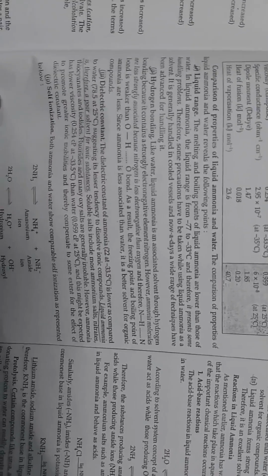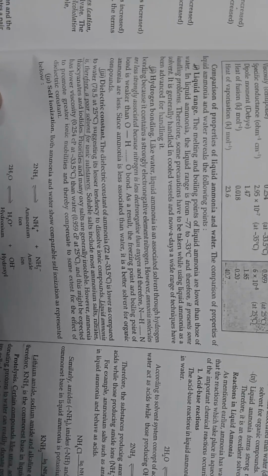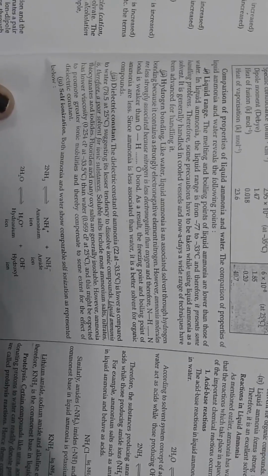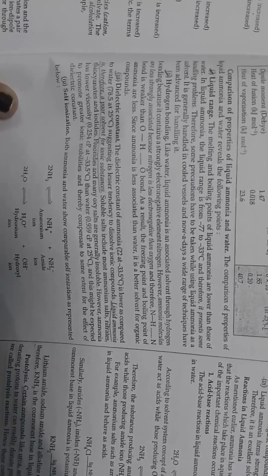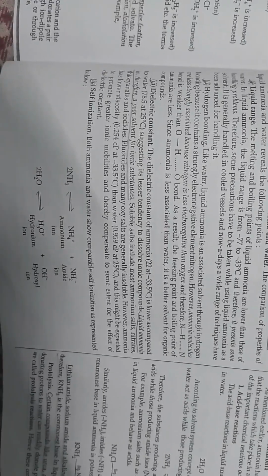Hydrogen bonding. Like water, liquid ammonia is an associated solvent through hydrogen bonding because it contains a strongly electronegative element, nitrogen. However, ammonia molecules are less strongly associated because nitrogen is less electronegative than oxygen, and therefore the N-H...N bond is weaker than the O-H...O bond. As a result, the freezing point and boiling point of ammonia are lower. Since ammonia is less associated than water, it is a better solvent for organic compounds.